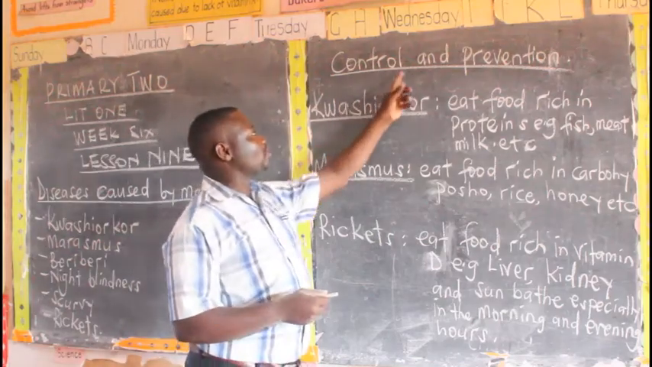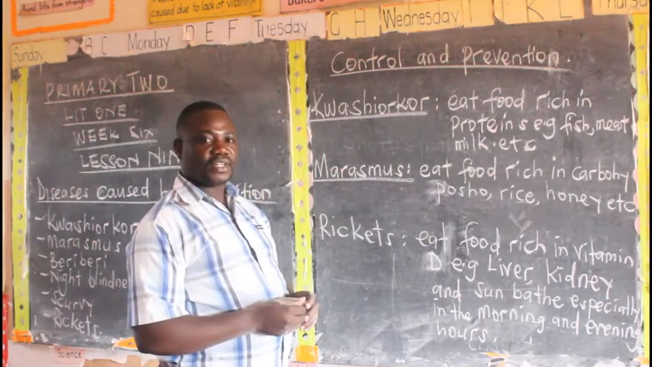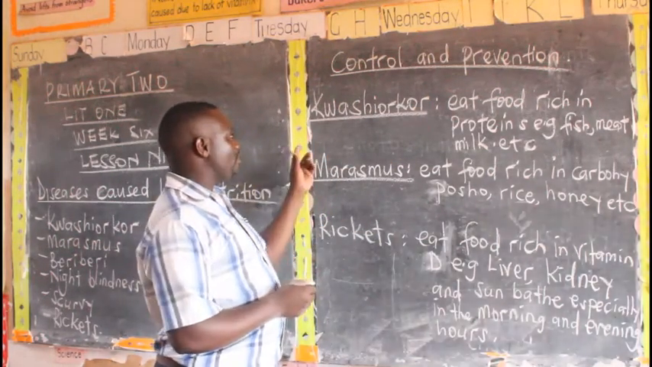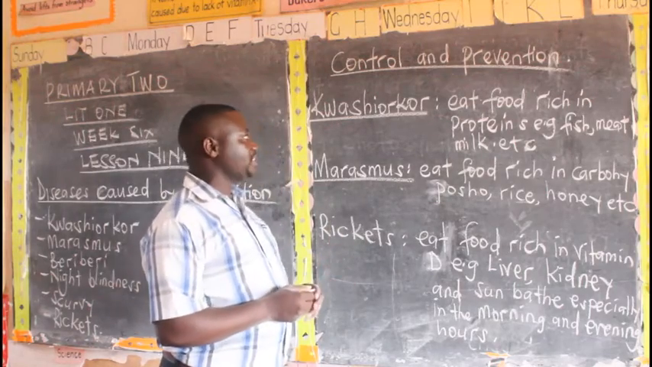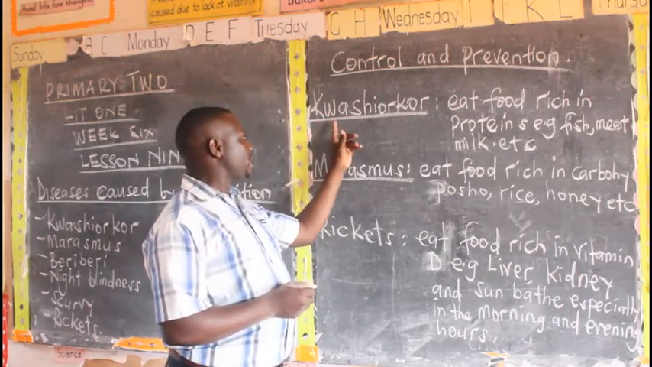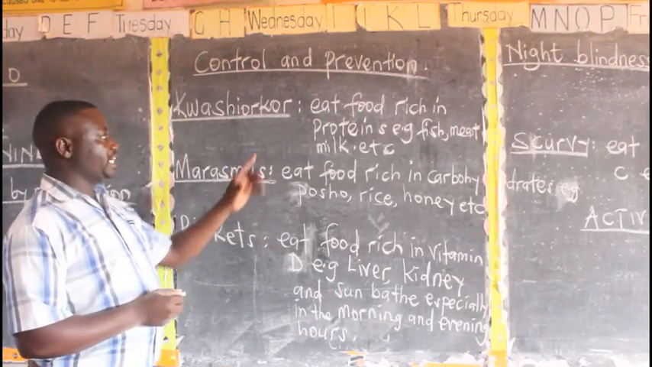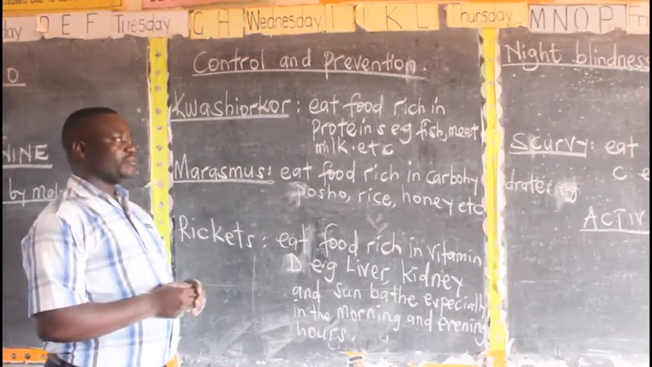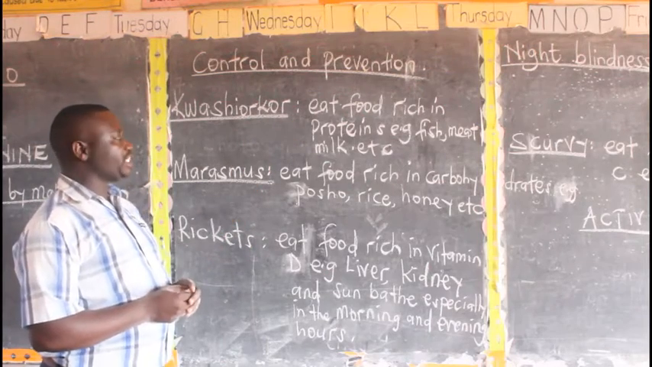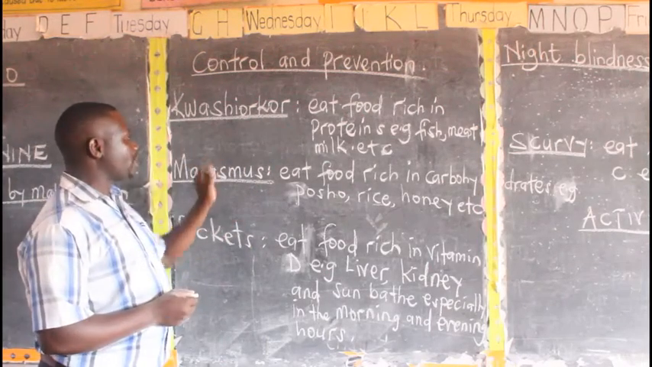We are moving to control and prevention of the deficiency diseases we have mentioned. First, we are starting with kwashiorkor. How can one control this? Eat food rich in proteins. By eating food rich in proteins, we shall get rid of kwashiorkor.